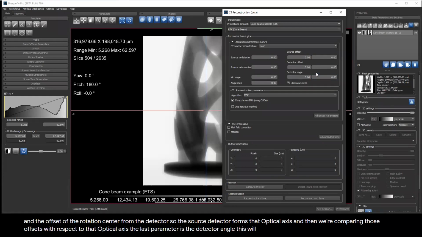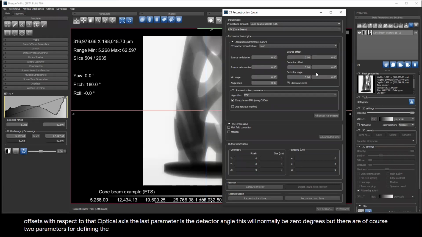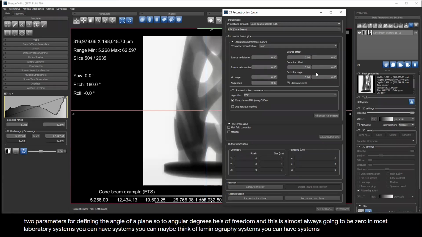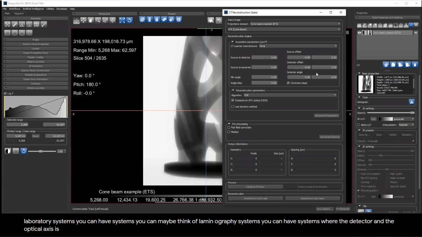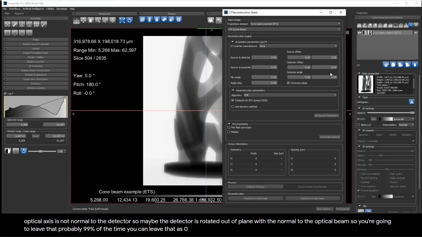The last parameter is the detector angle. This will normally be 0 degrees, but there are of course two parameters for defining the angle of a plane, so two angular degrees of freedom. This is almost always going to be 0 in most laboratory systems. You can maybe think of laminography systems, where the optical axis is not normal to the detector, so the detector is rotated out of plane with the normal to the optical beam. Probably 99% of the time, you're going to leave that as 0 and 0.